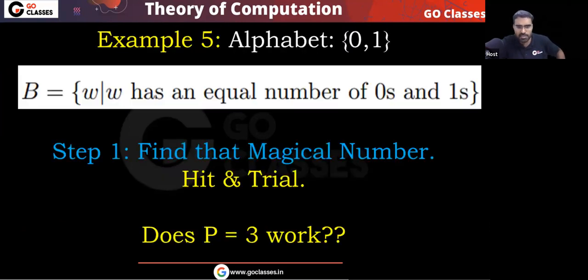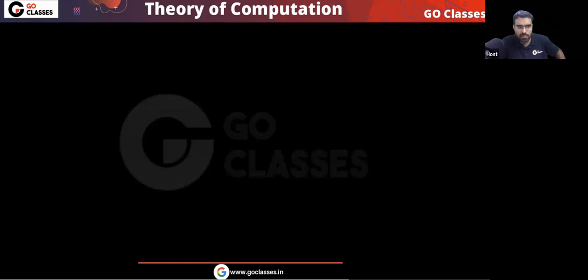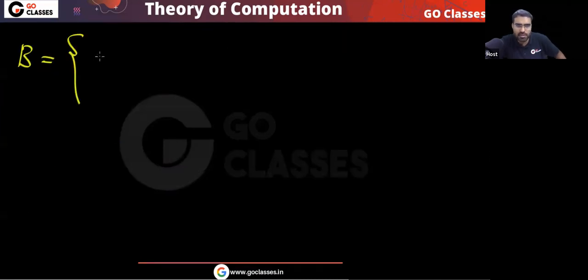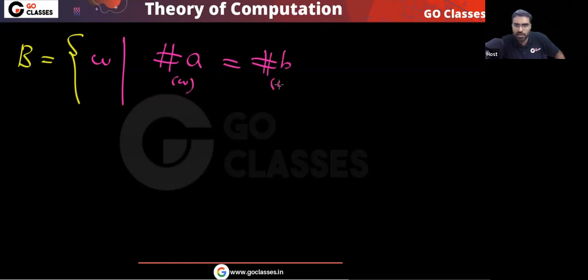Remember, this language is given to you, now your language B. You can notice this language has strings of this type, number of A equal to number of B. You have those strings such that the number of A in W is equal to the number of B in W.